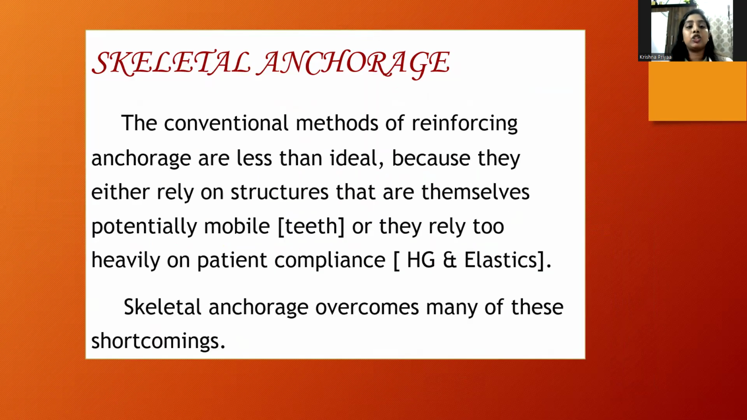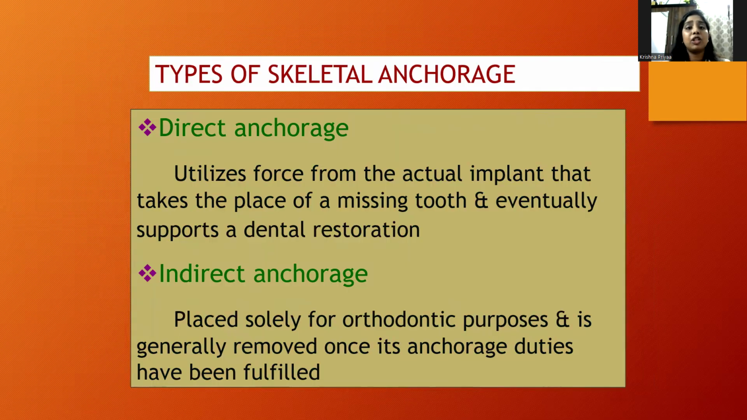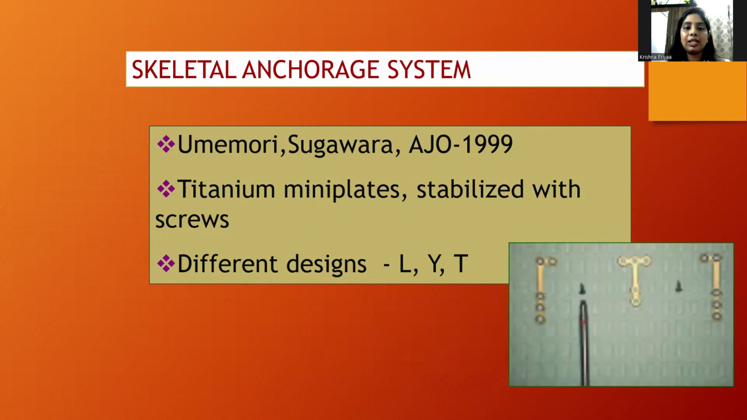Coming to skeletal anchorage, the conventional methods of reinforcing anchorage are less than ideal because they either rely on structures or they themselves are potentially mobile. So skeletal anchorage has overcome so many shortcomings. So there are two types, direct and indirect, right? So direct, it actually uses force from an actual implant that takes the place of a missing tooth or eventually supports dental restoration. Indirect meaning it is only placed for the orthodontic purpose and it is generally removed once it is done.